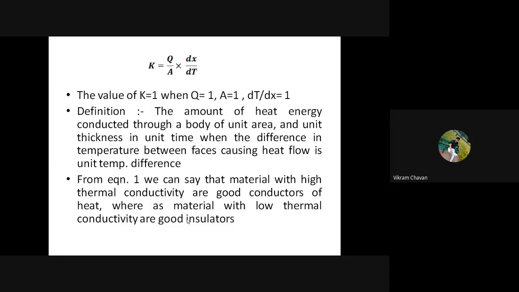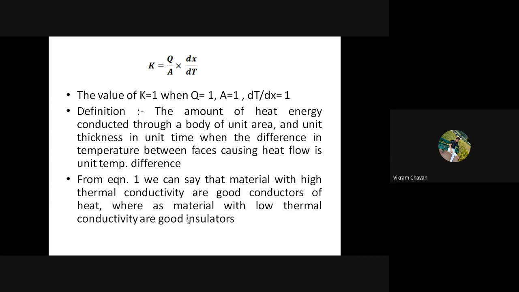It will not change. If you are considering the same substance at different positions, then also the thermal conductivity will remain the same. It will not change. So if you are considering the same properties, or we can say the same microstructure, for a particular substance at any location, then you will get the same thermal conductivity.